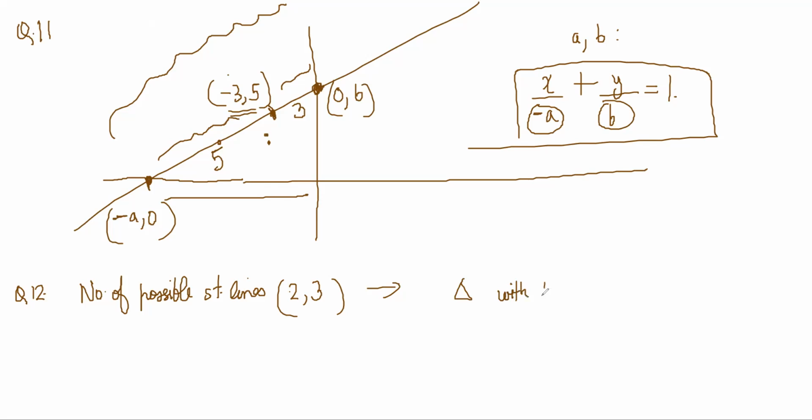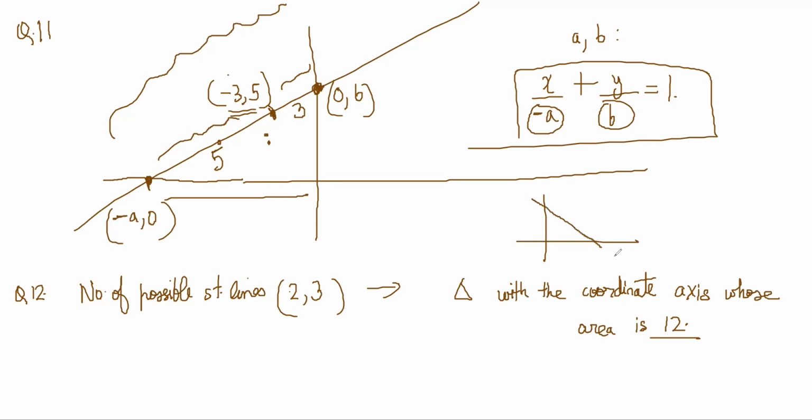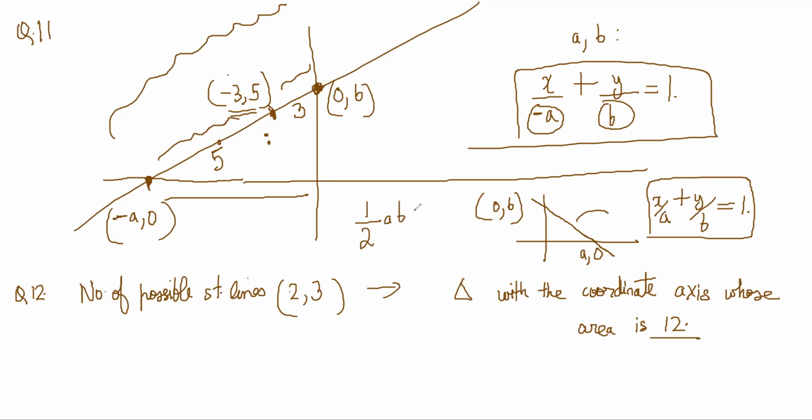Triangle with the coordinate axes whose area is 12, right? So if I have a line like this, the line equation is, suppose, x/a + y/b = 1, right? So this point is (a, 0) and this point is (0, b). Area of this is half into a into b is equal to 12. So ab is equal to 24.